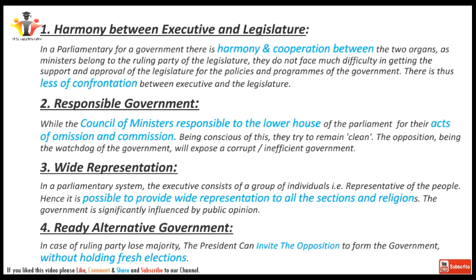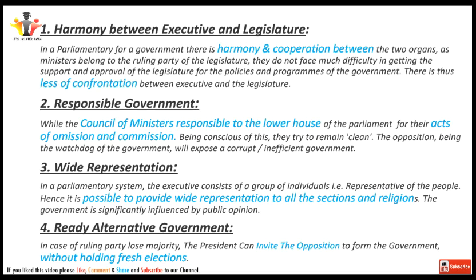Responsible government. By its very nature, the parliamentary system establishes a responsible government, because the ministers are responsible to the Lok Sabha, to the parliament, for all their acts of omission and commission. So that is why they try to remain clean, and the opposition acts as a watchdog for the government. It can expose the corrupt and inefficient acts of government.